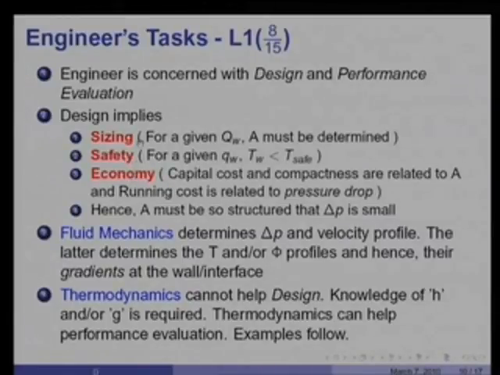Finally, the economy. The capital cost and the compactness of the heat transfer surface is related to the surface area A required to transfer heat Q_W. But the running cost is related to pressure drop, because the fluids are being moved past the surface. And therefore, area A must be chosen or so structured that the pressure drop is as small as possible and the pumping power is small, so reducing the running cost.